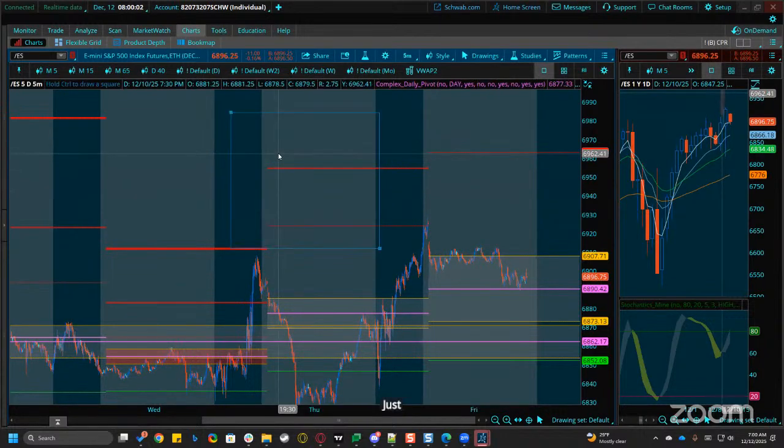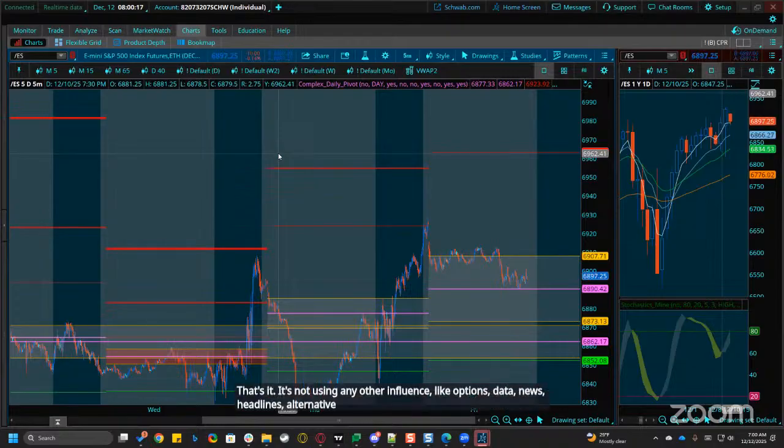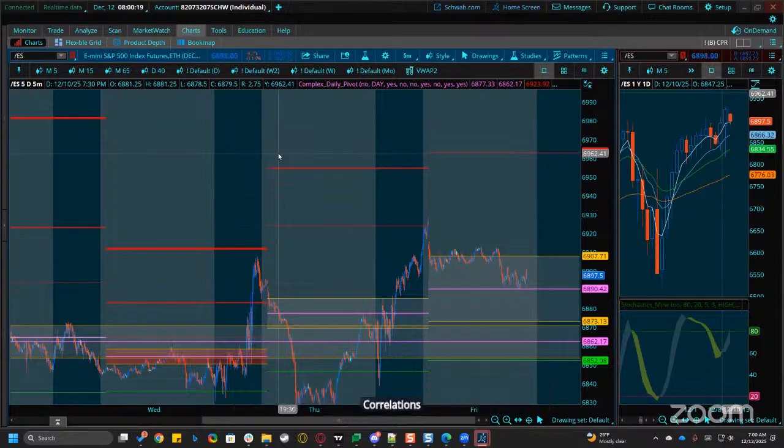Just remember that this indicator doesn't make price do anything, and it's only giving us the math that it sees, and it's all math. That's it. It's not using any other influence like options data, news, headlines, alternative markets, correlations, comparisons, just the math from the previous day's open, high, low, close.